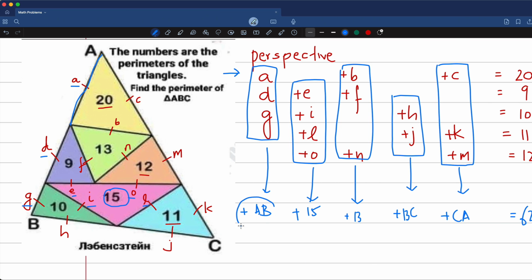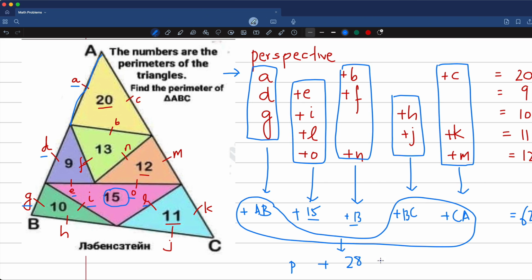So now we're going to recombine this in a different way. We're going to combine all of this and we're going to call it the perimeter. We're going to combine these 2 together. It's 15 plus 13, which is 28. And the whole thing is going to be 62. Simple algebra will tell you that P is 62 minus 28, which is 34. So the answer to this question is 34 units.